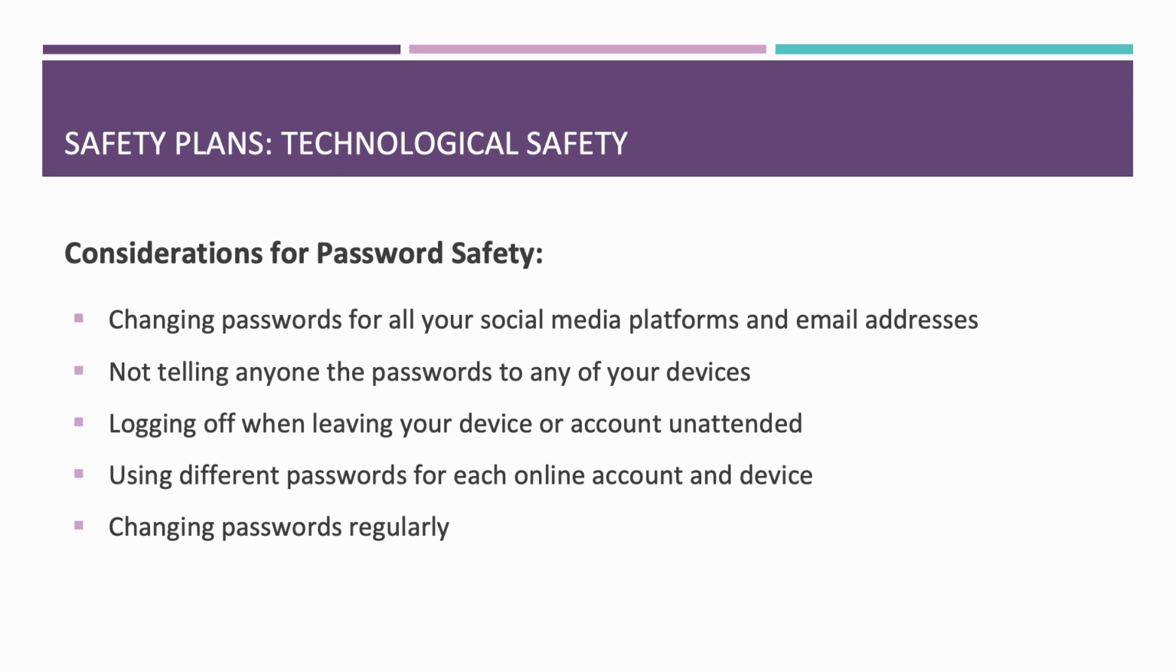There are multiple ways for survivors to keep their accounts secure. These include changing passwords for all your social media platforms and email addresses, not telling anyone the passwords to any of your devices, logging off when leaving your device or account unattended, using different passwords for each online account and device, and changing passwords regularly. You can learn more about the tech safety strategies in the RISA Safety Plans document.